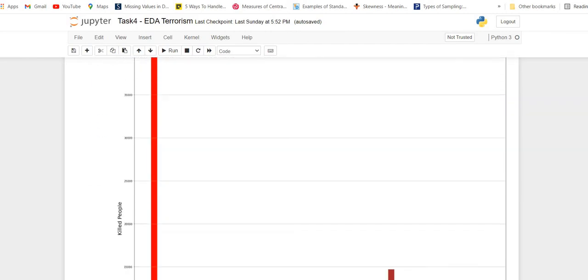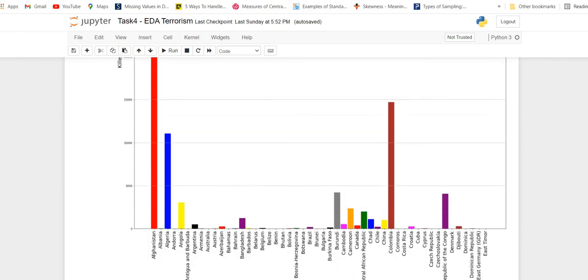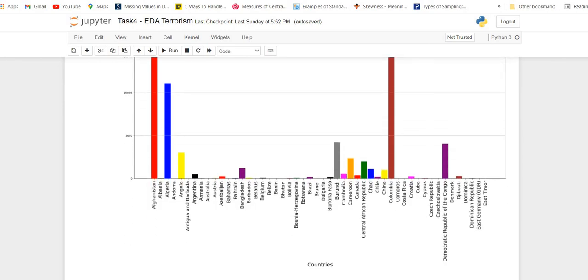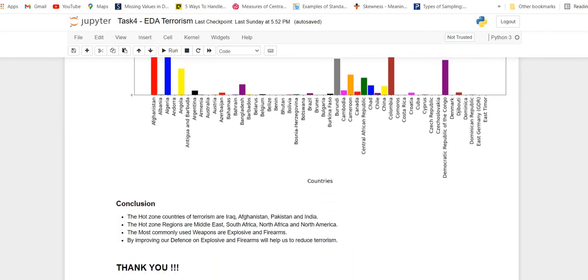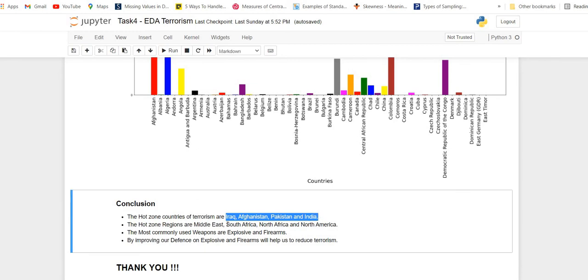So the number of people killed by country is highest in Iraq and Afghanistan, and then so on. The conclusion is that the hot zone countries of terrorist attacks are Iraq, Afghanistan, Pakistan, and India, and the hot zone regions are the Middle East, South Asia, North Africa, and America. The most commonly used weapons are explosives and firearms. So improving our defense against explosives and firearms will help us reduce terrorism.